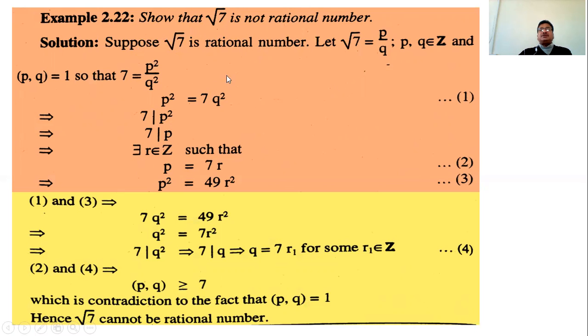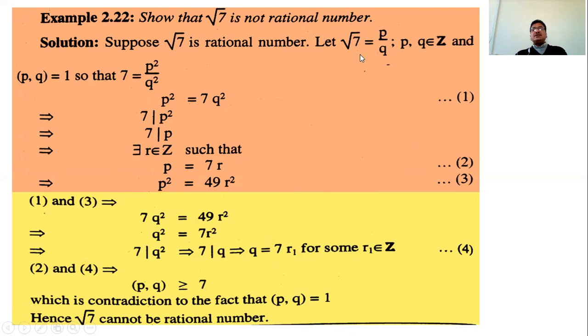The proof is by the contradiction method. We suppose that root 7 is a rational number, and if we get some contradiction, then this statement is wrong, meaning root 7 is not a rational number. That is the procedure of the method of contradiction: we assume the negation of the given statement. So we assume that root 7 is a rational number.